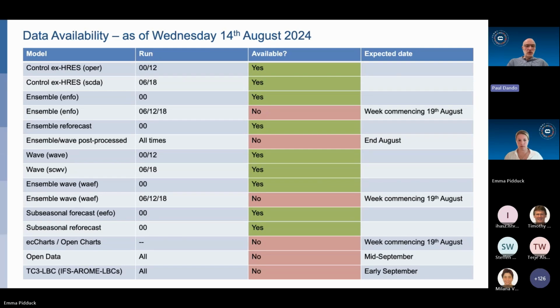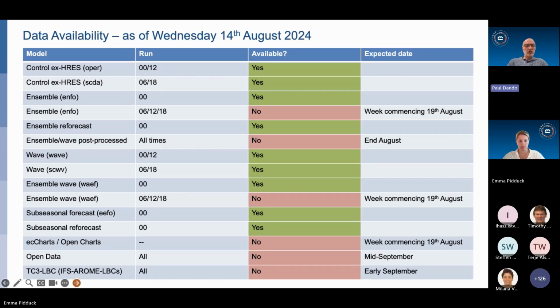And we've had a few questions also about something here we've labeled TC3 LBC. This is where we produce lateral boundary conditions for the AROME model. Mostly we do this for the LACE community. We run this under what's called a time critical option 3 suite. This is not yet available.